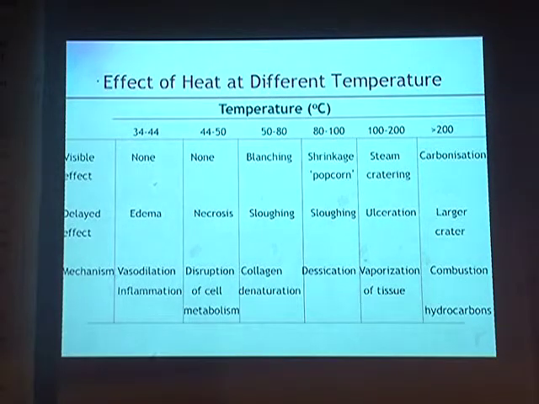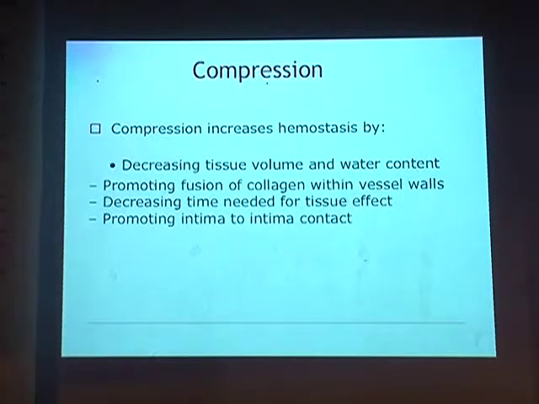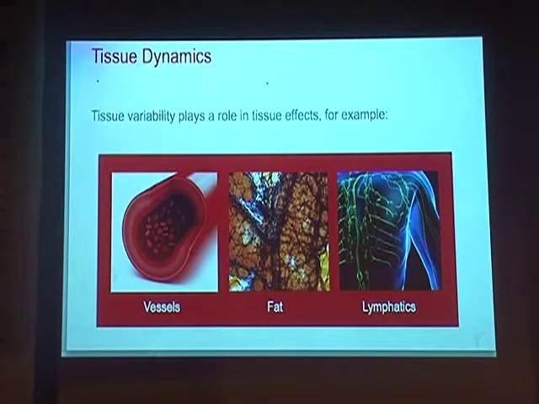Up to 50 degrees there will be no visible effect, but at a cellular level necrosis starts. Then onwards there is sloughing and ulceration, a large crater, and then it goes on. And definitely compression together with this heat and time matters. The time of compression is also important, because it gives support to the tissue and helps achieve hemostasis. Before I go into the detail of these energy sources, we must have a clear understanding of tissue dynamics.